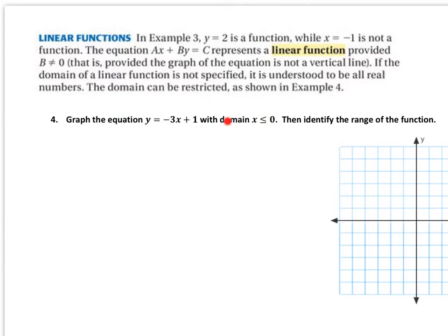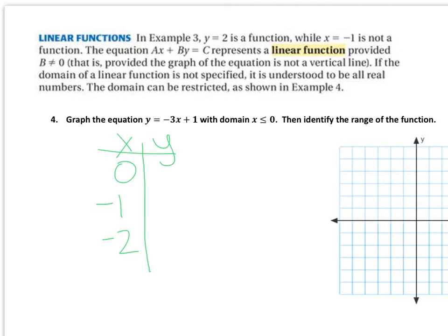See how it's saying the domain is x is less than or equal to 0? Then identify the range. So what we need to do is graph this. So what we're going to do is 0, negative 1, negative 2. Graph 3 points. Why did I go 0, negative 1, negative 2? Because it says right here, x has to be less than or equal to 0. So start at 0, get smaller.